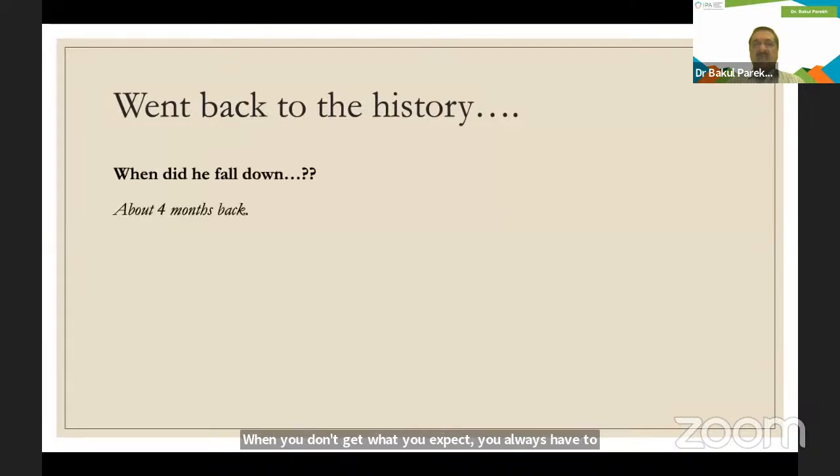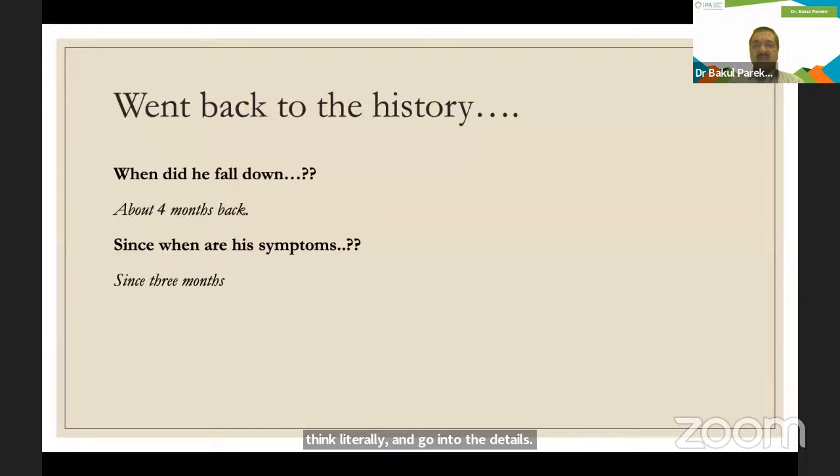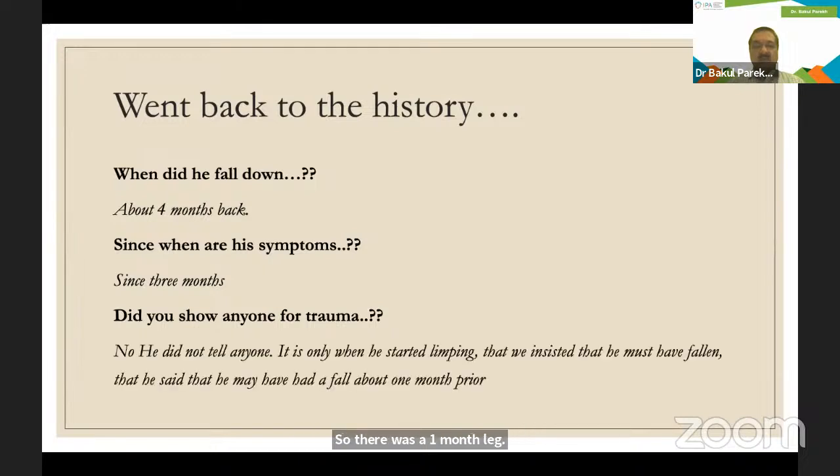So when did he fall down? 4 months back. When did his symptoms start? Since 3 months. So there was a 1 month lag. Did you show anyone for the trauma? No, he did not tell anyone. It is only when he started limping that we insisted that he must have fallen, and then he said that he may have had a fall about 1 month prior.